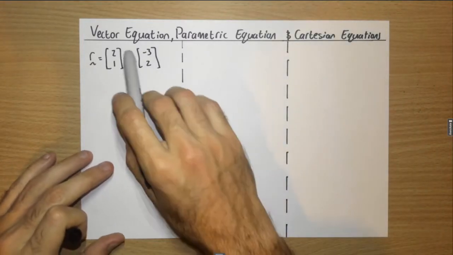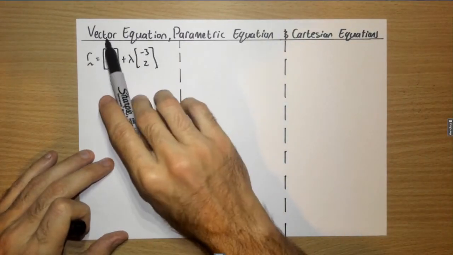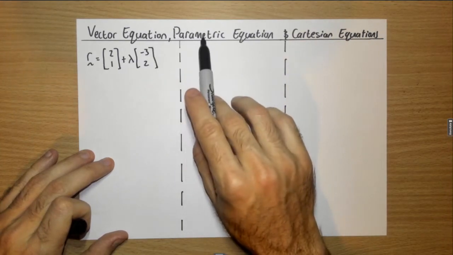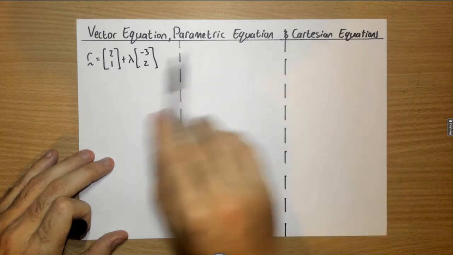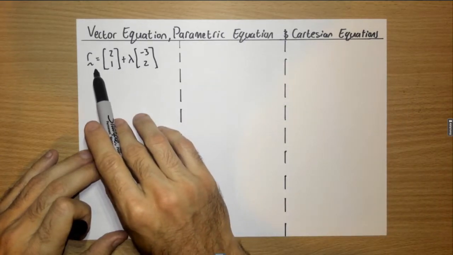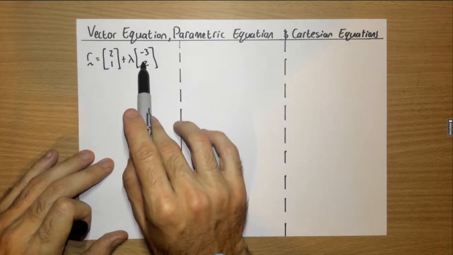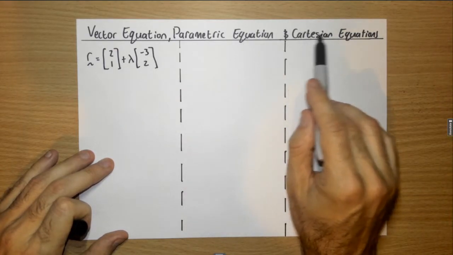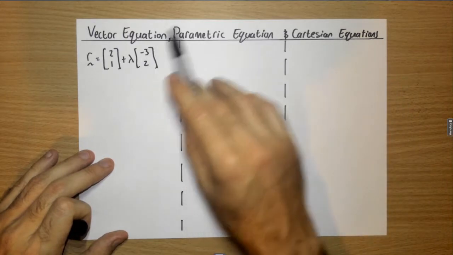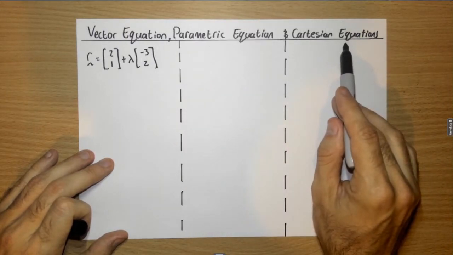In this video, we're going to look at how to convert between the vector equation of a line, the parametric equation of a line, and the Cartesian equation of a line. What I've got written down here is the vector equation of a line. We're going to convert this to a parametric equation first, and then to the Cartesian equation second. This is the usual progression as you convert from one to another.